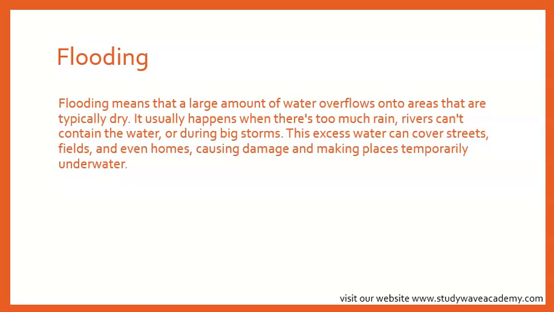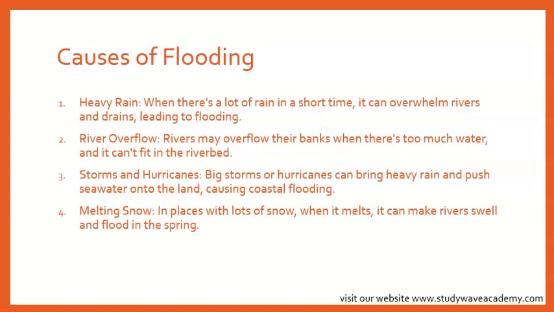A flood is when a lot of water covers the land that is usually dry. It happens when there's too much rain, rivers overflow, or big storms. Okay, so we're going to be looking at causes of flooding. Flood can happen because of different reasons, okay?